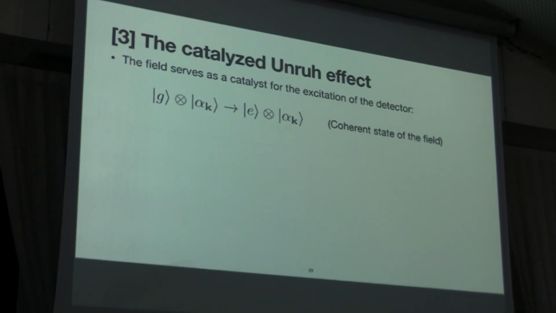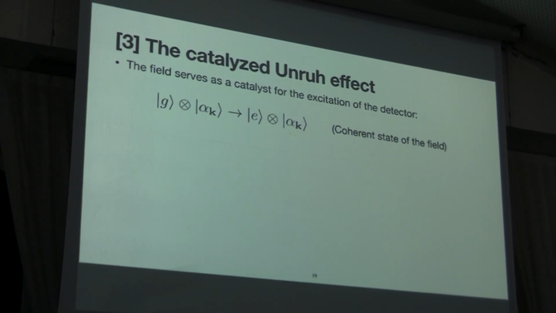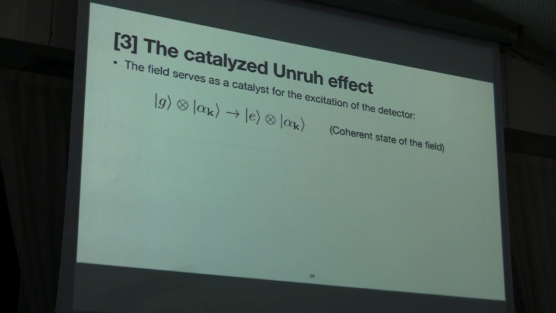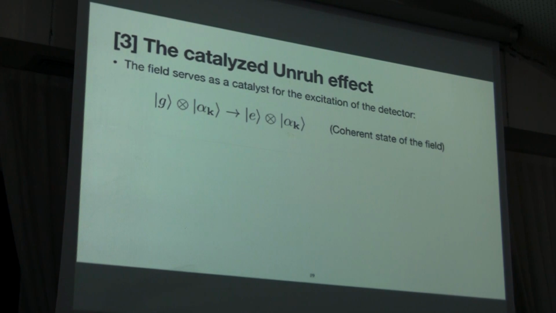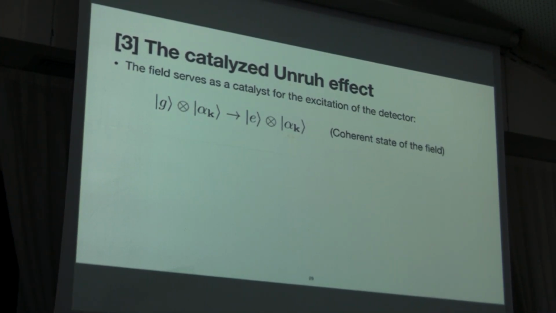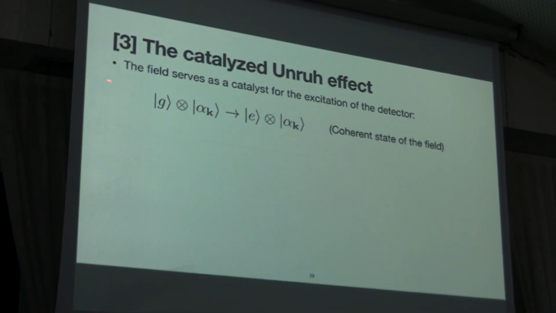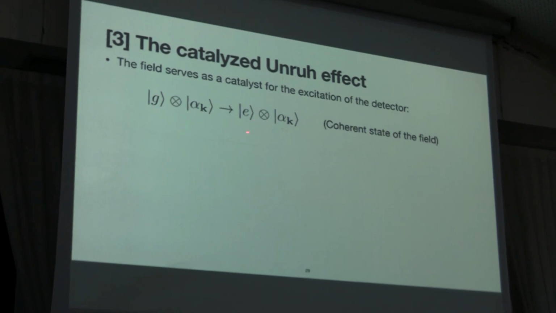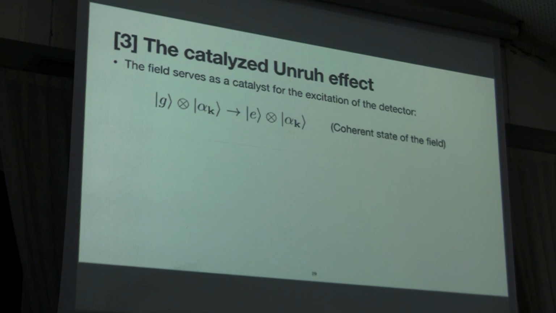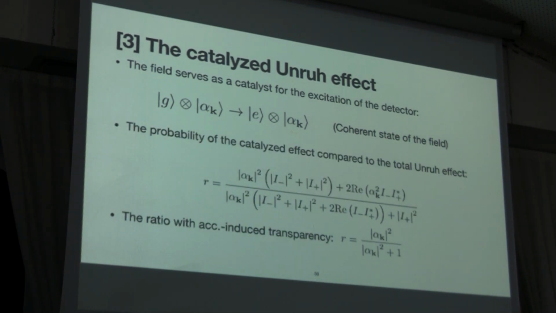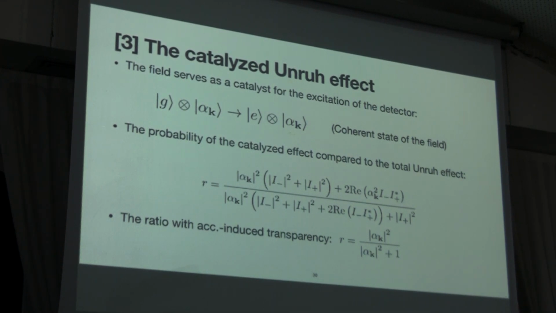And finally, before I finish the talk, one more interesting thing we found was the catalyzed Unruh effect. This is a type of Unruh effect where the field serves as a catalyst for the excitation of the detector. What I mean by that is that the detector gets excited from the ground state to the excited state, while the field stays in the same state, in the same coherent state. So it only serves as a catalyst. And we wondered, is this effect exotic? How often does it happen?